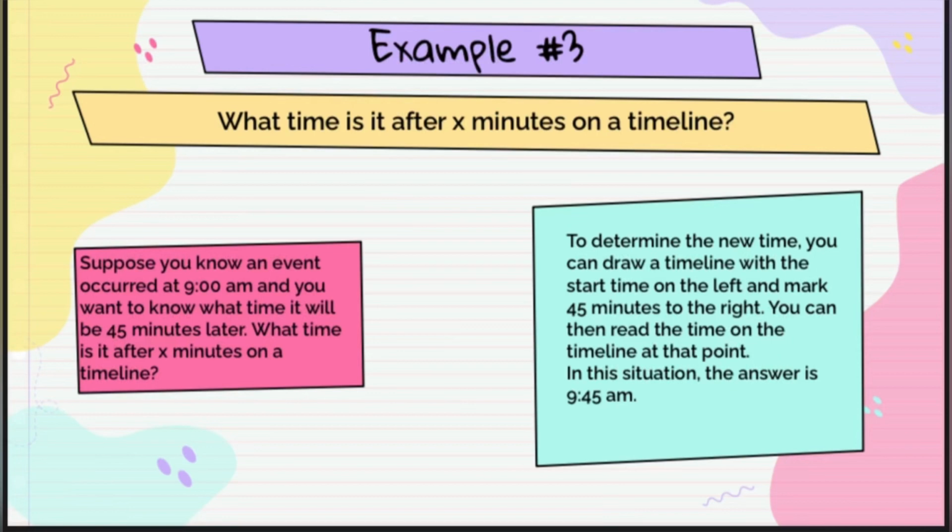Example 3. What time is it after X minutes on a timeline? Suppose you know an event that occurred at 9 a.m. and you want to know what time it will be after 45 minutes. What time is it after X minutes on a timeline? To determine the new time, you can draw a timeline with the start time on the left and mark 45 minutes to the right. You can then read the time on the timeline at that point. In this situation, the answer is 9:45 a.m.